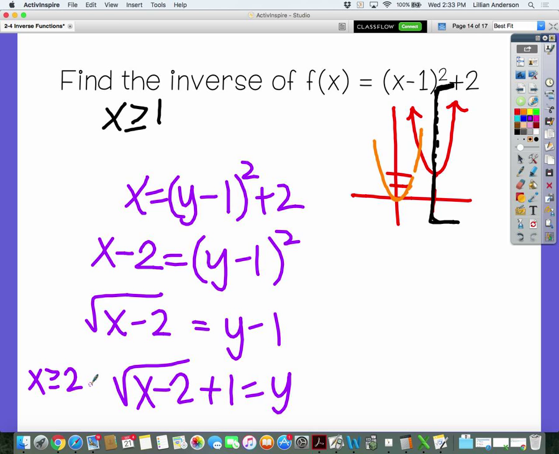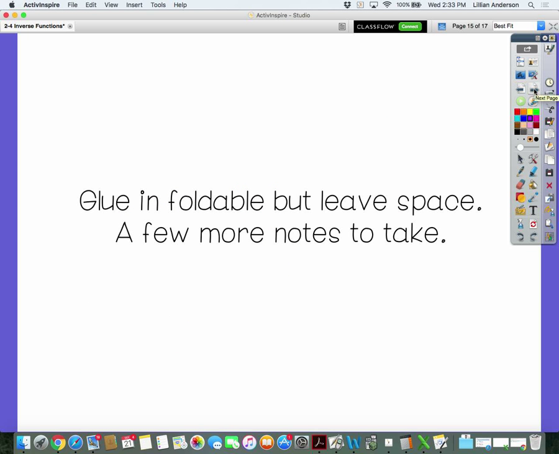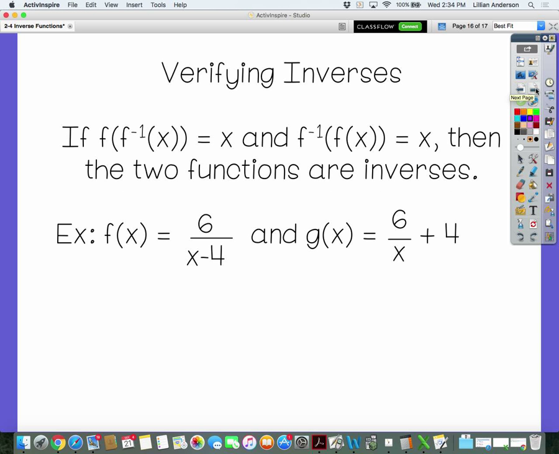All right. We're going to take a pause. Blue, your phone needs some space. We're going to do just a few more notes. Just a few. So we're going to take a few more notes. Okay? Just on verifying inverses. Okay?